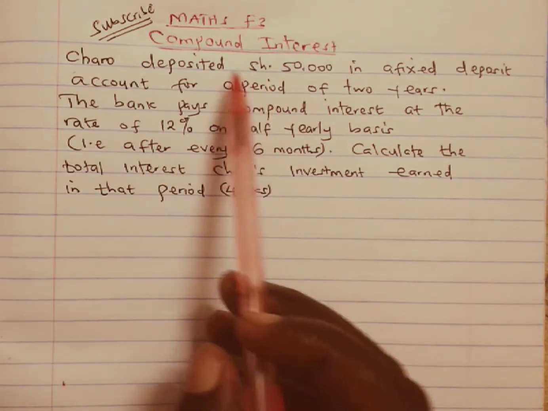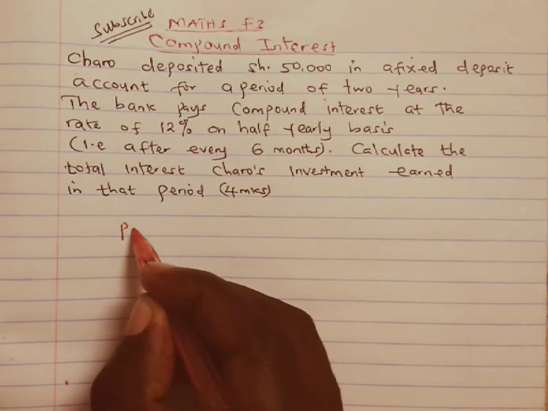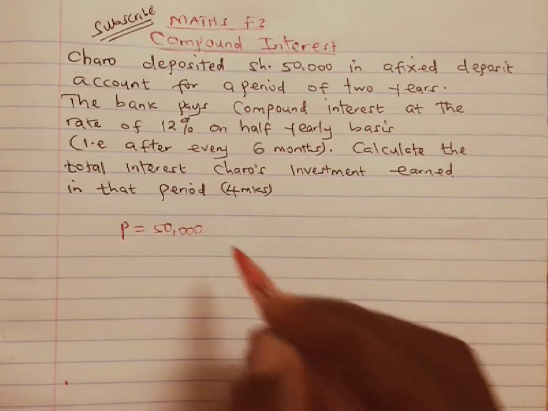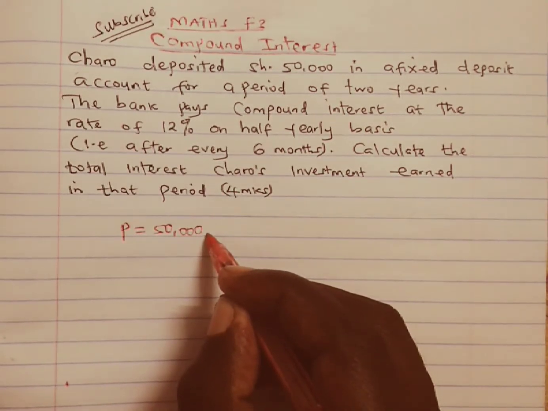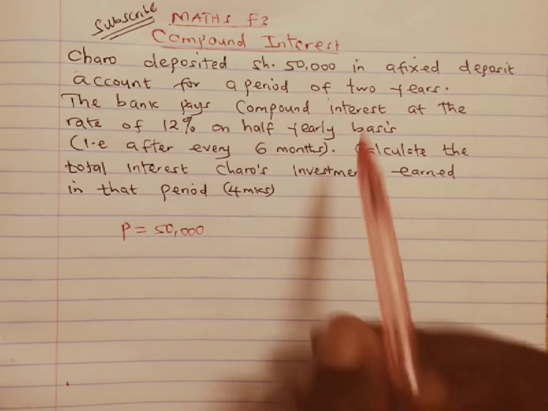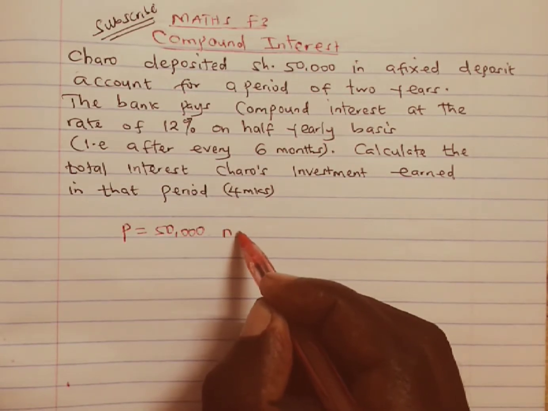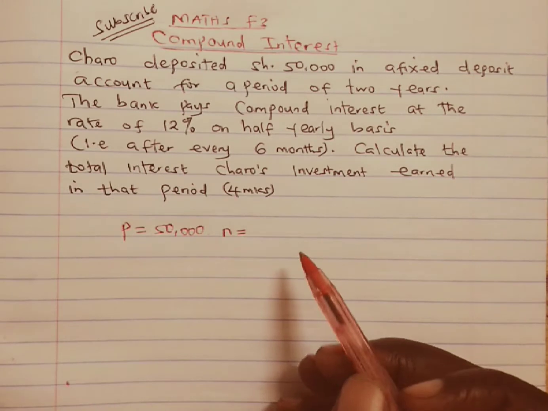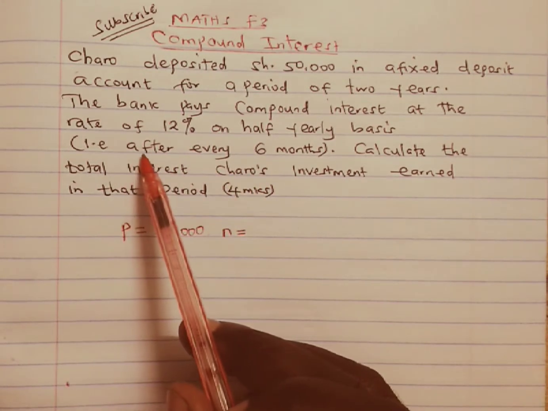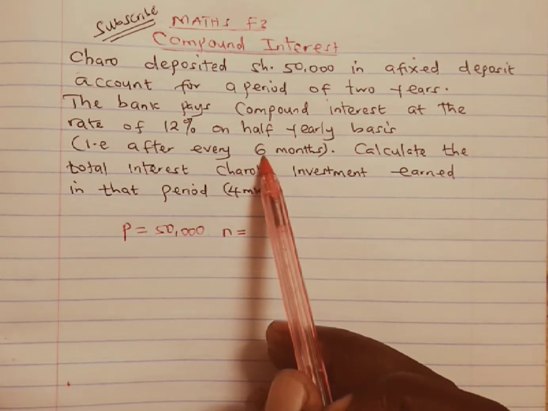We know the amount deposited is 50,000 shillings, and that is our principal. Next, we know this amount was deposited for 2 years, so we can calculate the number of times the interest was computed. To get the number of times interest was computed, we have been told that in a year, interest is calculated 2 times. So in 2 years, it will be 4 times.